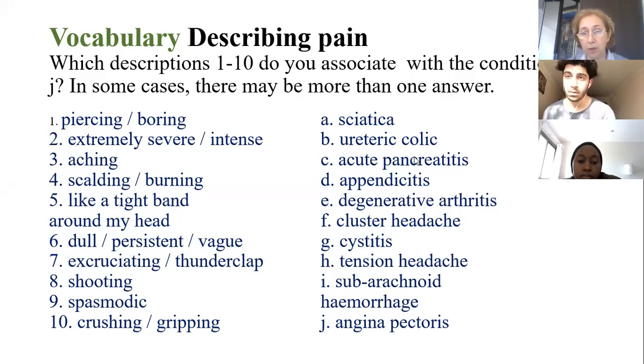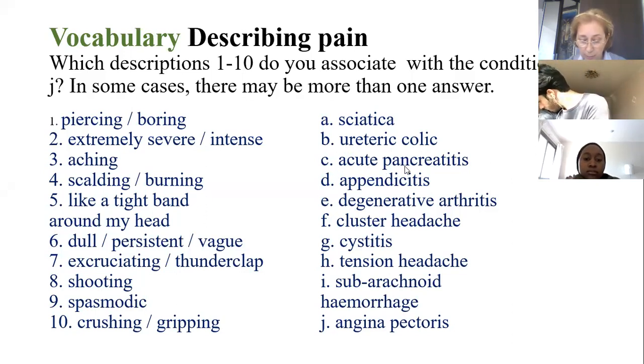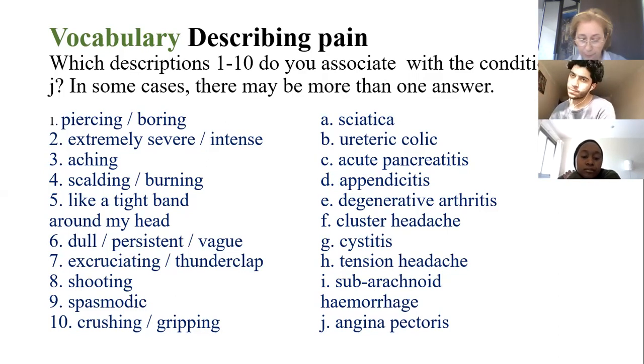Ureteric colic. Ureteric, it's connected with urethra, right? Yeah. So this is the bottom of the stomach, you know. As for acute pancreatitis, it's also part of the digestive system. It's close to the stomach, inside our abdomen.